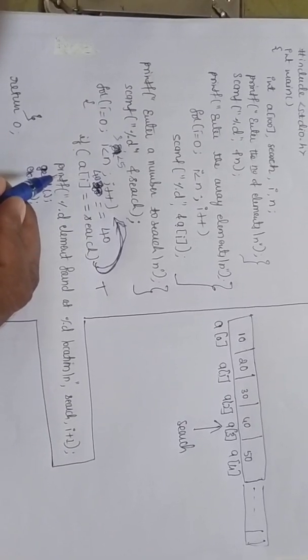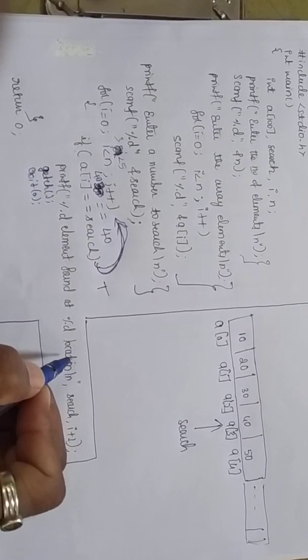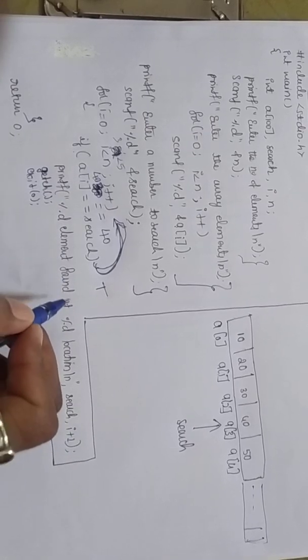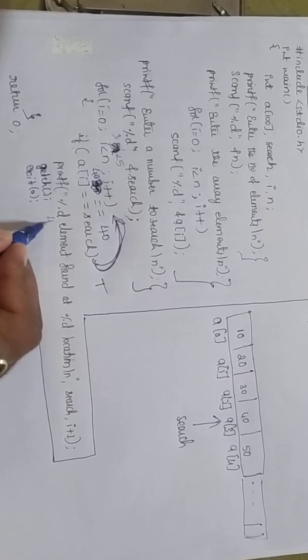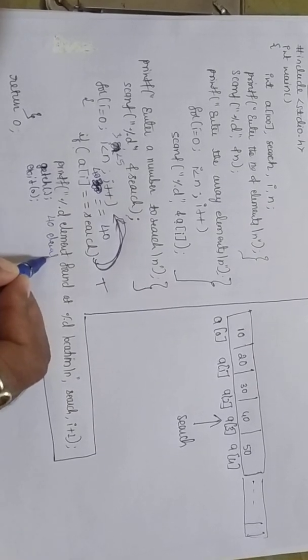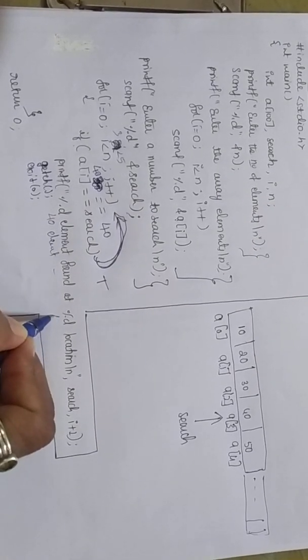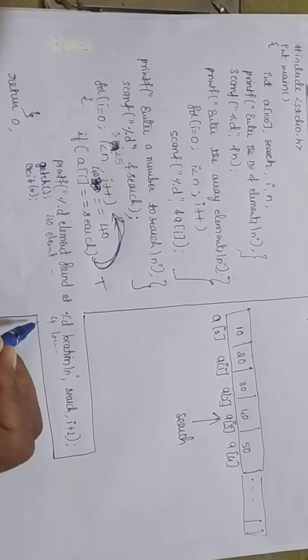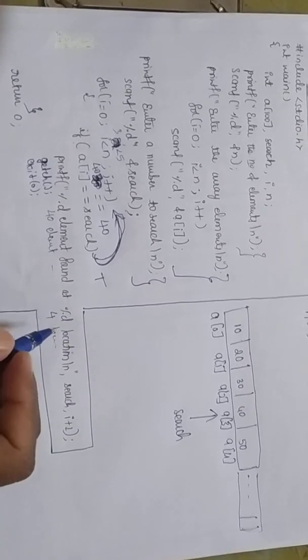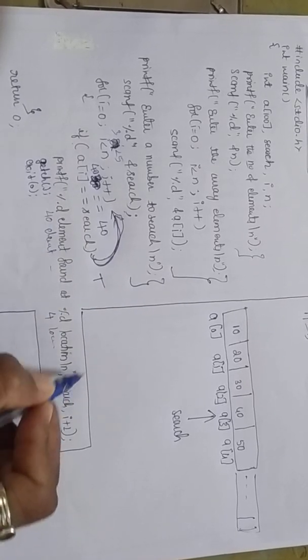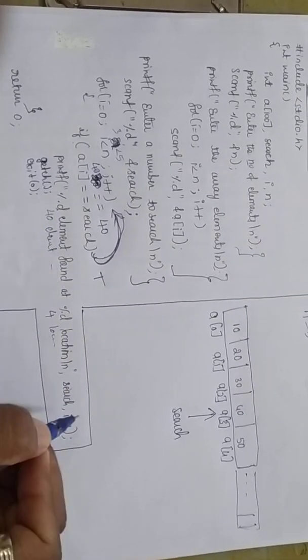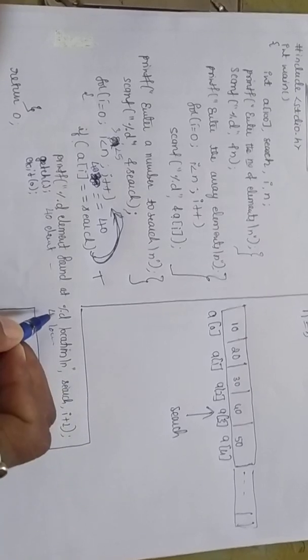It means you are printing the result with the location. Percentage d element found at percentage d location. It means the element 40 is found at 4th location. Like this you will get the output on the screen. See, this percentage d prints the searching value 40. Okay now, i plus 1 prints the 4.